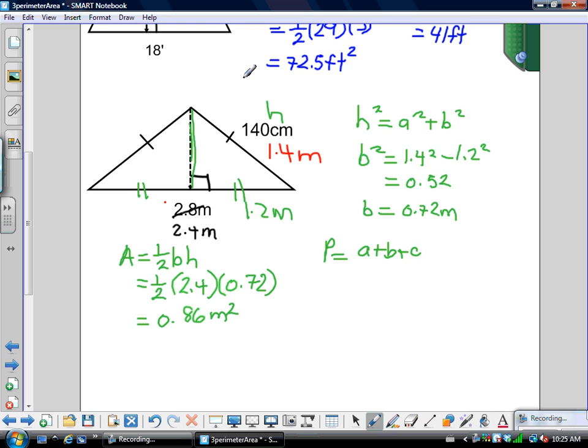And our perimeter is the distance around, so it's actually taking each side and adding them together. We know that two of the sides are the same, so we actually could use 2 times the 1.4 plus the 2.4, and we end up with actually an even number of 4 meters.